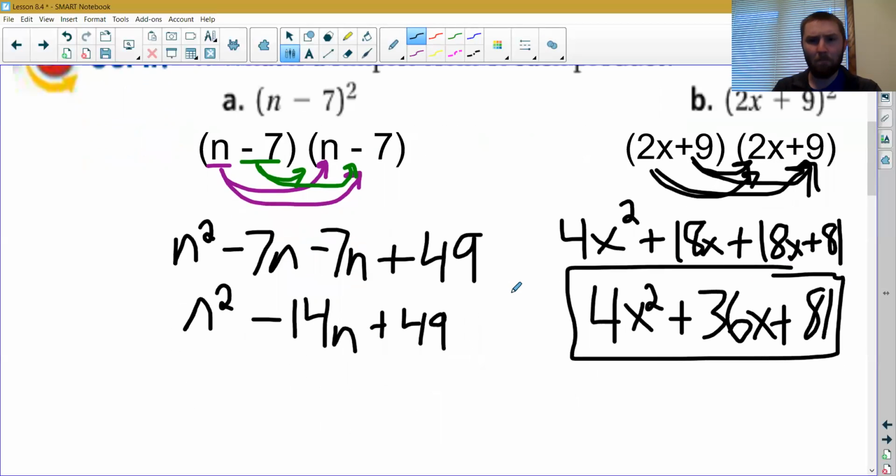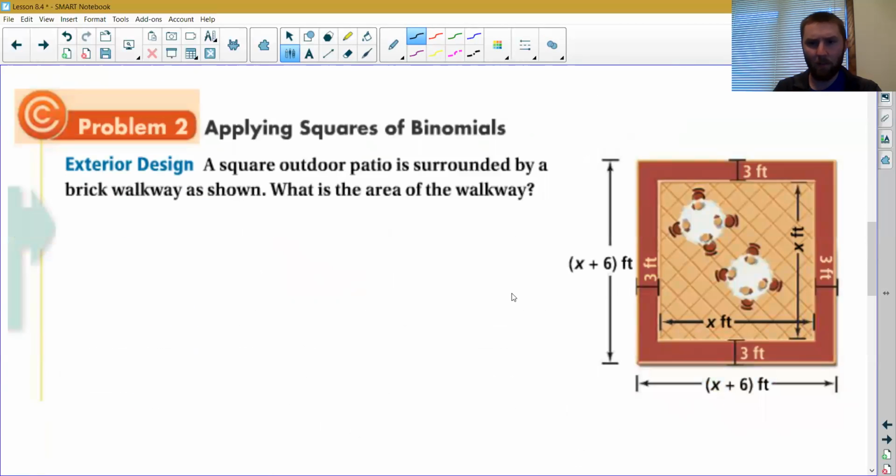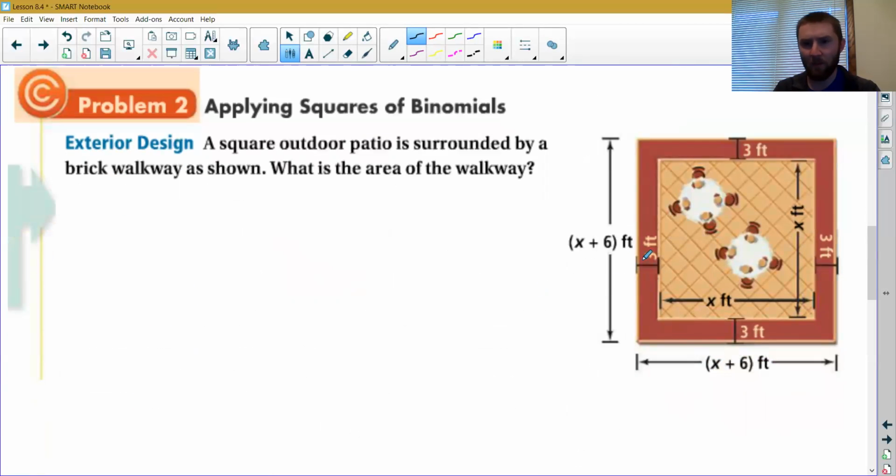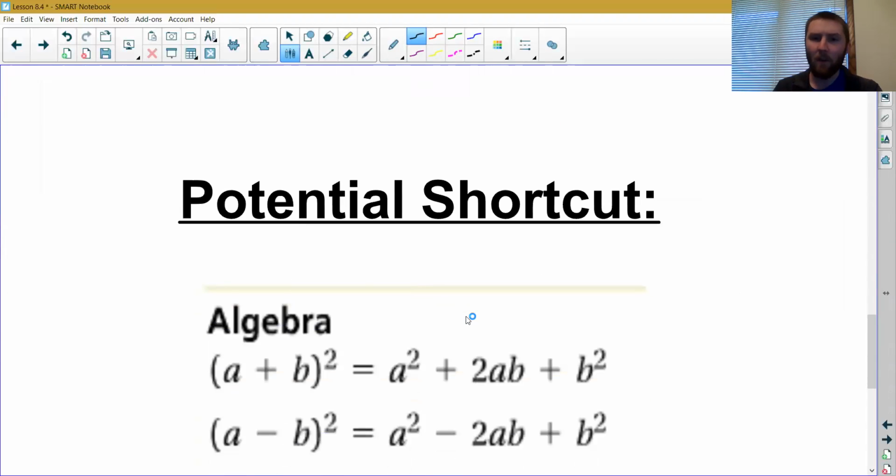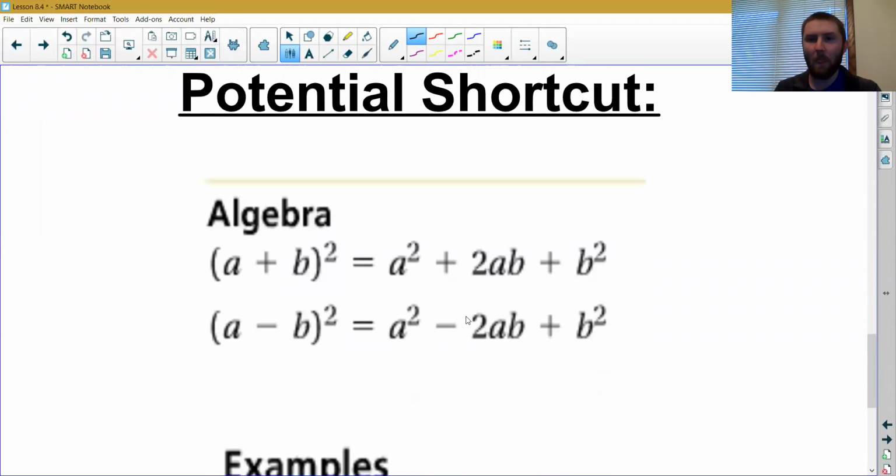Now, I'm going to skip over this next example. There's some word problem geometry stuff, x plus 6 times x plus 6. We're going to skip over that. There is a potential shortcut for this, but if it doesn't make sense to you, I want you to basically forget about it, okay? I want you to just do the FOIL method or double distributive property like you've always been doing. But if this helps you to shorten up or simplify that process, this is an option for us.